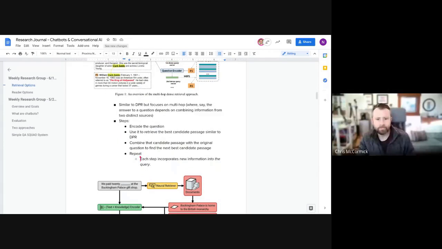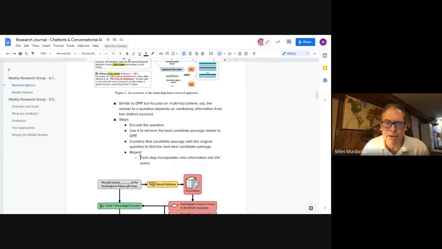So that, Nick, this is Miles. It's a great explanation. How do you know if you need to go back and add to the query, as opposed to just stopping with what you've got? Is it just the score?